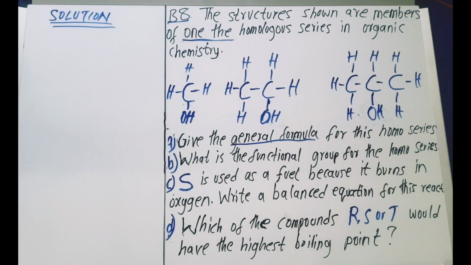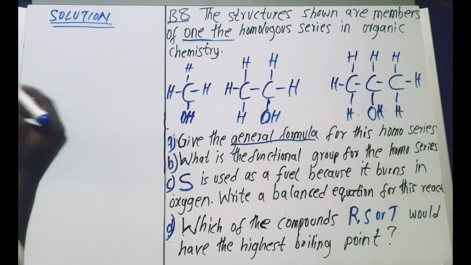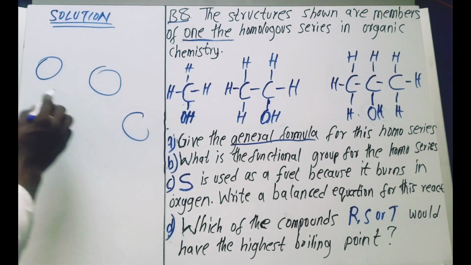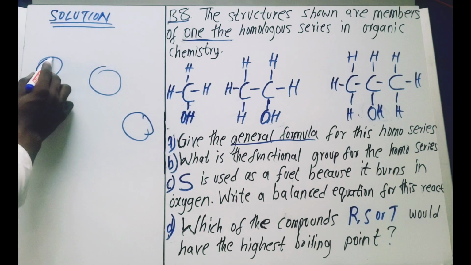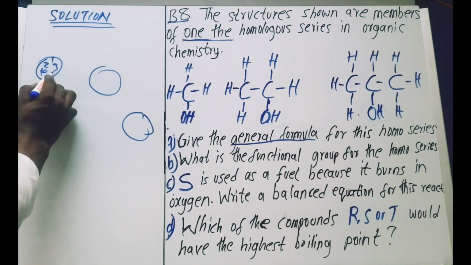Before we answer this question, you should know that to answer these questions, at least you should have some background knowledge about organic chemistry. So I just want to give you a quick revision. When they say homologous series, what should come into your mind? Well, you should know that we have groups. Try to imagine that we have groups of people: group A, group B, and group C. Group A has members from 1, 2, 3, 4 until 10.